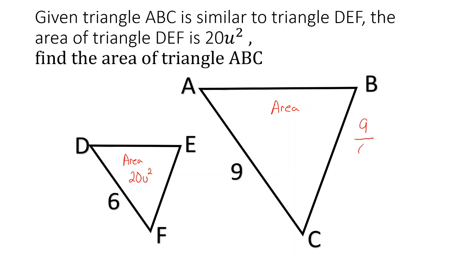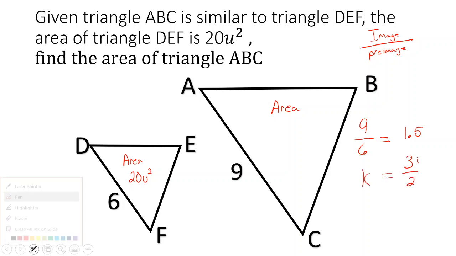One is we could say 9 over 6 will give me my k factor. I did image over pre-image. I've been saying that a lot this chapter. So 9 divided by 6 is 1.5, or 3 over 2. You could look at the k value as being either one of those, and you would be right. You could either say 1.5 or 3 over 2.